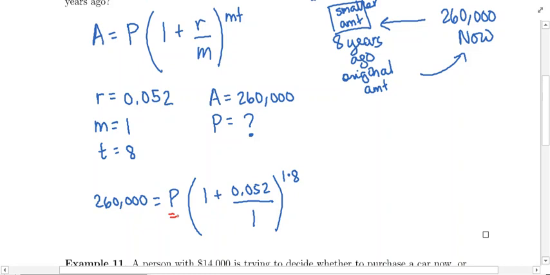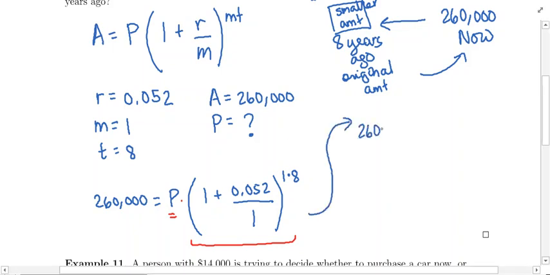So let's look at what we've set up here. This P value is multiplied by this quantity in parentheses. And that quantity in parentheses is just a number. We can go into our calculator and figure out what 1 plus 0.052 raised to the 8th power is, and that is what P is being multiplied by. So I'm going to go to my calculator and figure this out.